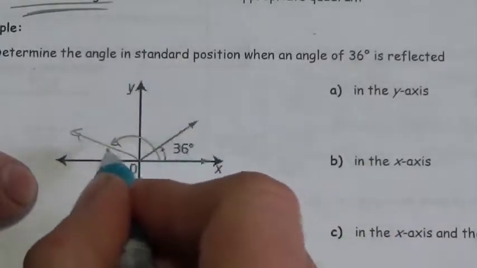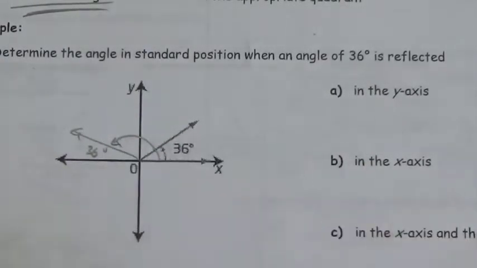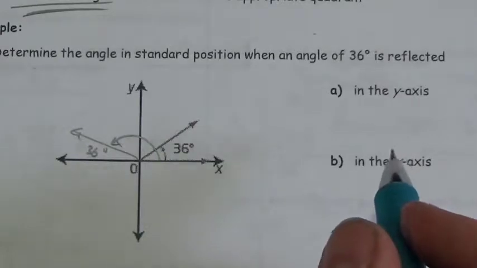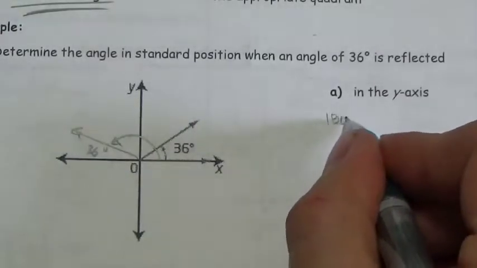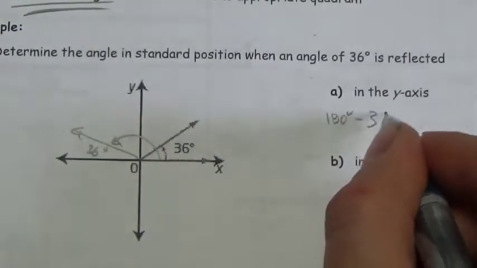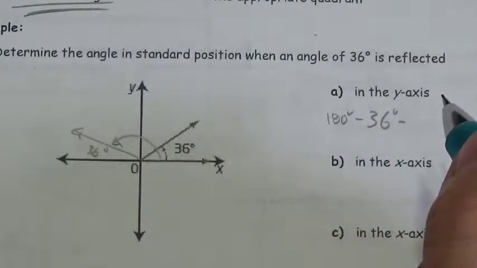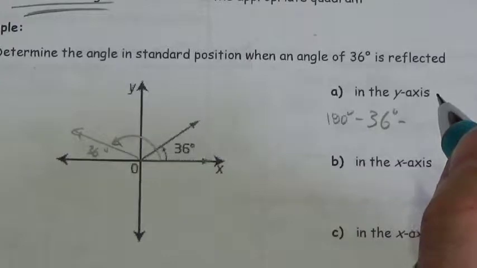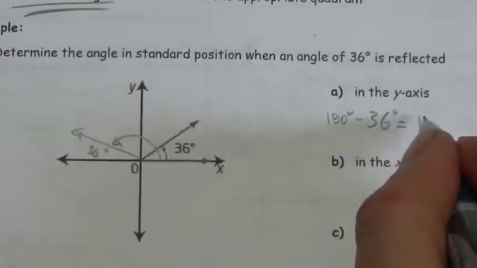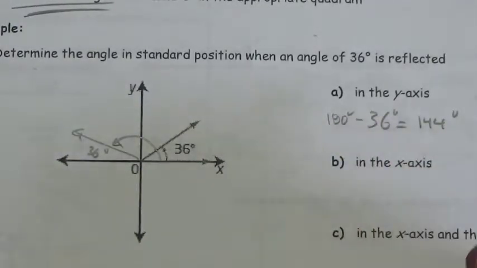Well, if it was 36 degrees there, this is going to be 36 degrees right there. So if you reflect that in the y-axis, that's going to be 180 degrees minus 36 degrees. So 180 degrees minus 36 is going to be 144 degrees.